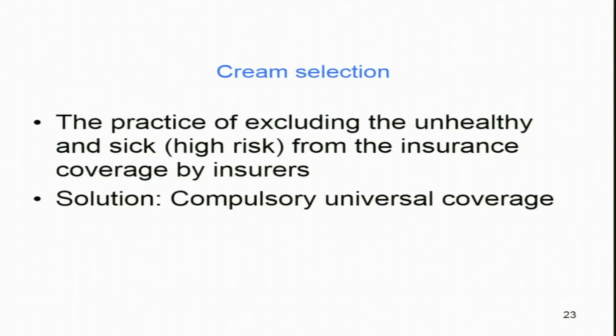So the definition of cream selection is the practice of excluding the unhealthy and sick from insurance coverage by insurers. The solution here is compulsory universal coverage. That means the government comes up with a regulation that there should be compulsory universal coverage.